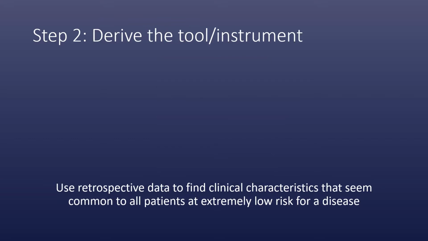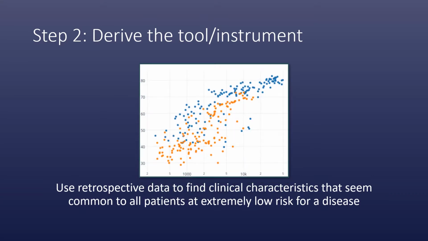Step 2. Derive the tool or instrument. Deriving a clinical decision tool is a process that involves looking at huge sets of retrospective data. Basically, you're looking at data sets of patients evaluated for a specific disease process and looking to see what clinical characteristics or simple tests did all of the people who ruled in or ruled out for a disease process have in common. If you can find a few things that seem to differentiate the groups with a high degree of sensitivity and specificity, then you just might be onto something.